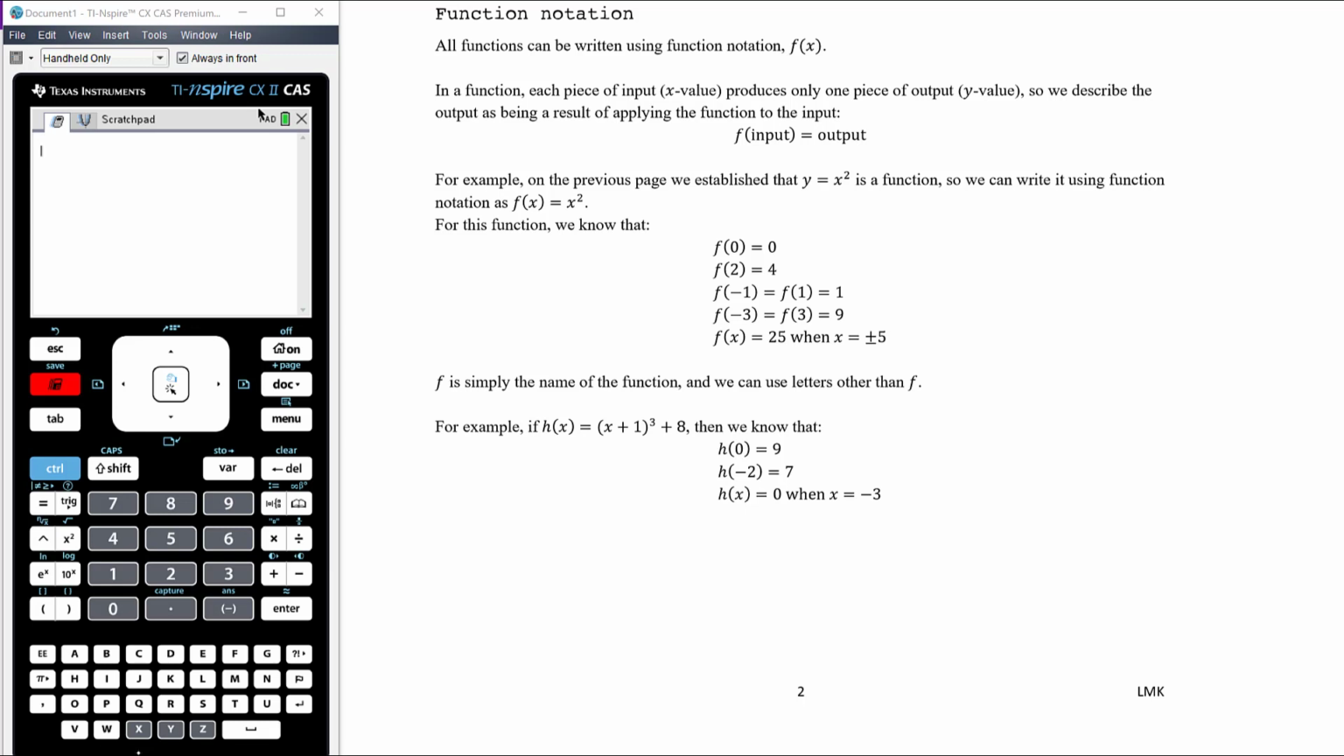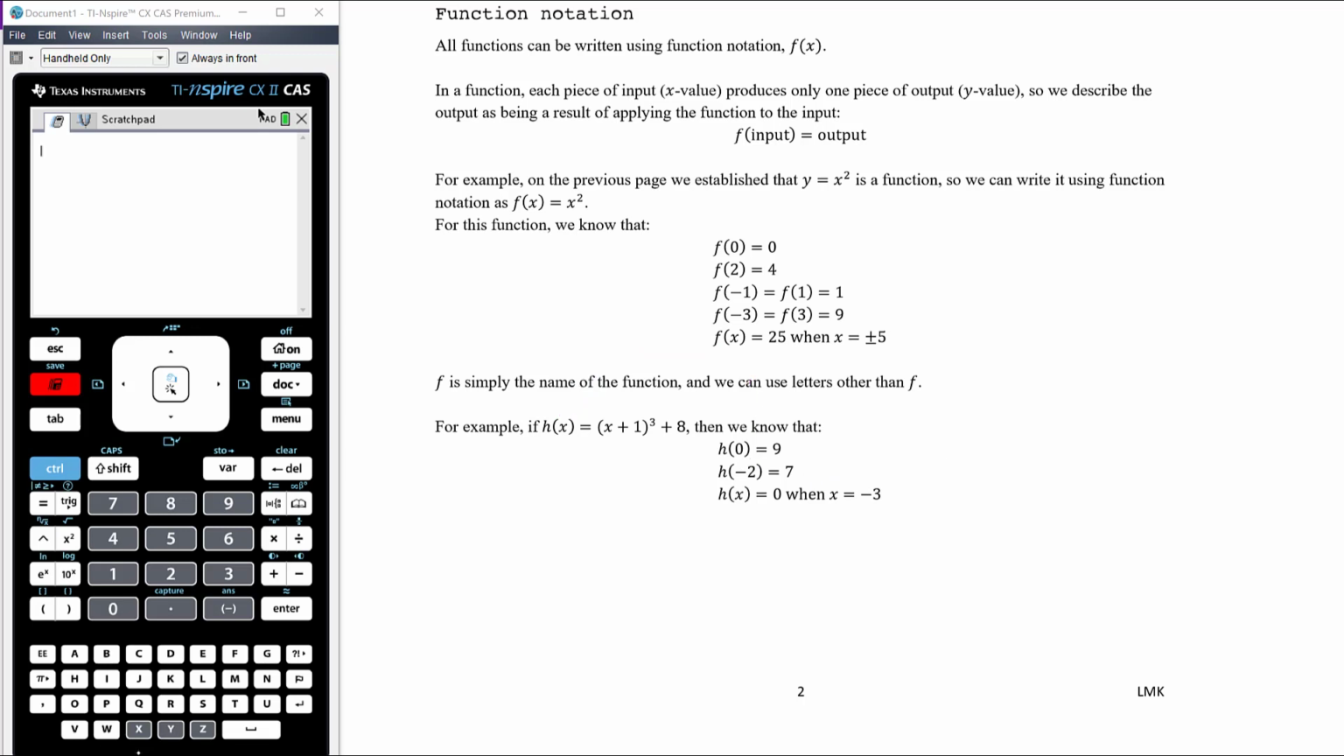And so for this particular function, we know that h of 0, so when we make the input 0, requires us to add 1 to 0, cube it, and then add 8 to it, which gives us 1 plus 8, which is indeed 9. Okay. H of negative 2 means we make the input negative 2. So we apply the rule h to the number negative 2, which means that we take negative 2, we add 1 to it, we cube it, and we add 8 to it. Negative 2 plus 1 is negative 1. Negative 1 cubed is negative 1, plus 8 is 7. So h of negative 2 equals 7.